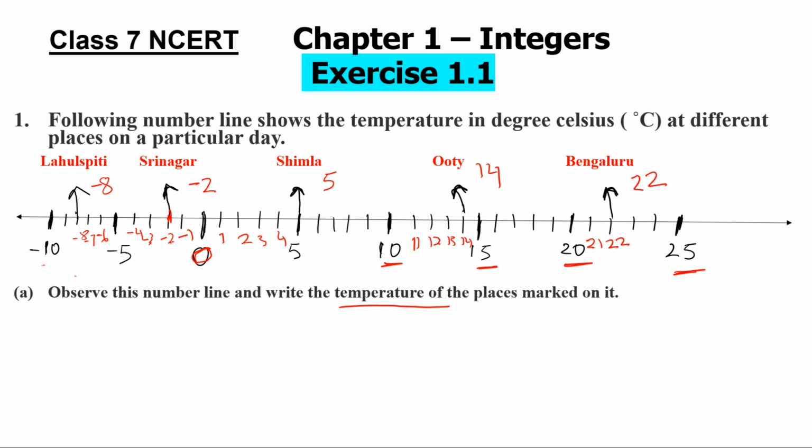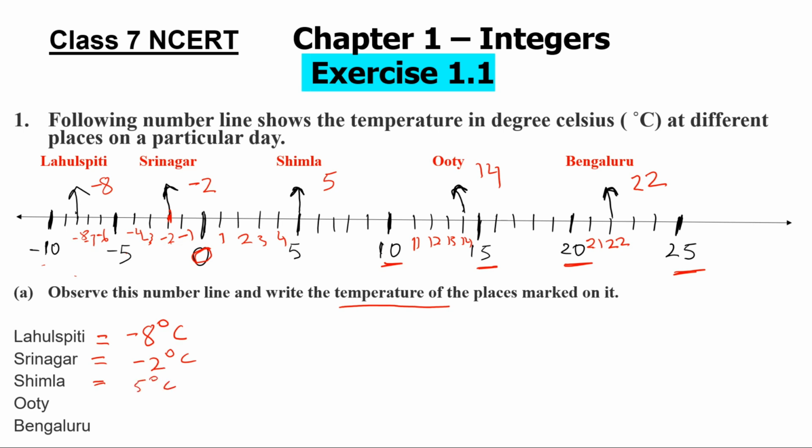Okay, now we have marked the numbers. So let us write the temperatures. Lahul Spiti is -8 degrees Celsius. Srinagar temperature is -2 degrees Celsius. Shimla is 5 degrees Celsius. Ooty is 14 degrees Celsius. And Bengaluru is 22 degrees Celsius.